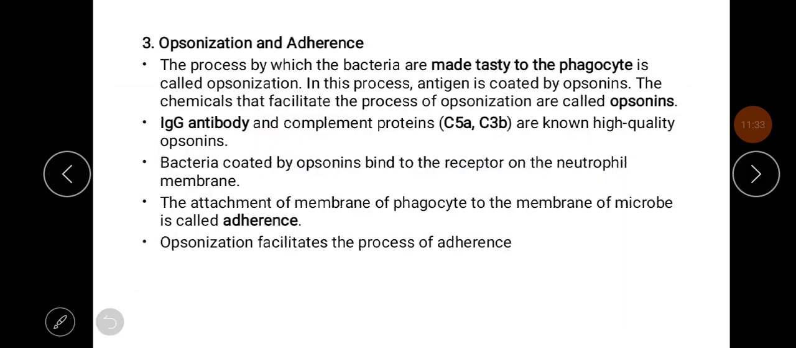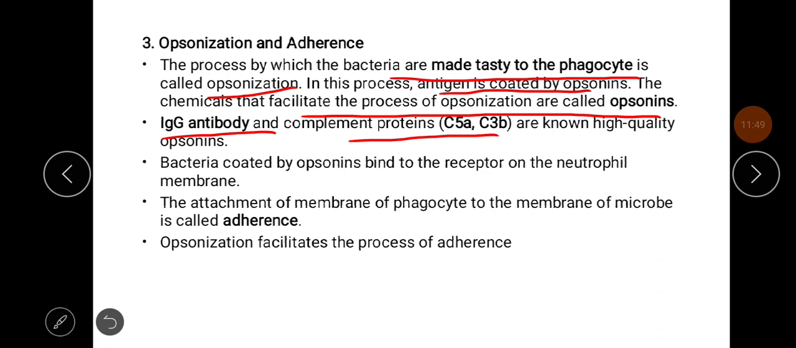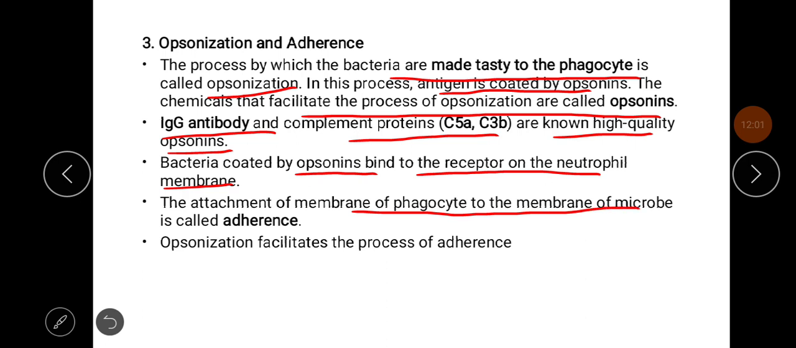The process by which bacteria are made tasty to phagocytosis is called opsonization. In this process, the antigen is coated by opsonins. The chemicals that facilitate the process of opsonization are called opsonins. IgG antibody and complement proteins C5a and C3b are known high-quality opsonins. Bacteria coated by opsonins bind to the receptor on the neutrophil membrane. The attachment of the membrane of the phagocyte to the membrane of the microbe is called adherence. Opsonization facilitates the process of adherence.